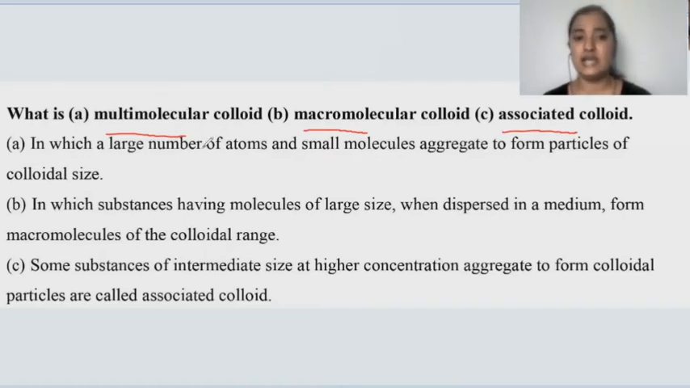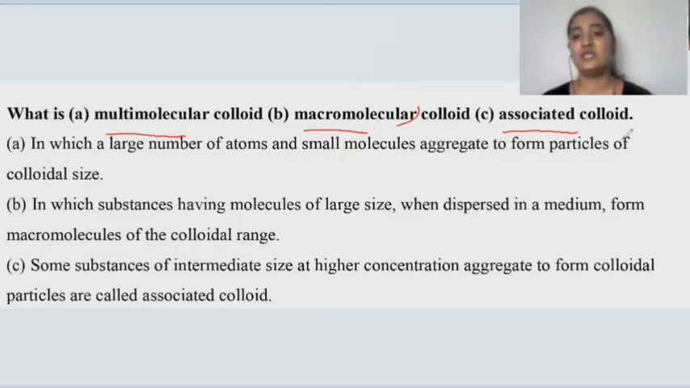These are the colloids which are formed by the aggregation of the molecules which are having smallest size. Particles of small size aggregate. Large number of small particles will be aggregating together to form a colloid. Such a colloid is regarded as multimolecular colloid. Then what is macromolecular colloids? Macromolecular colloids are the colloids which are formed by the aggregation of large number of molecules which are having larger size. Particles with larger size, a large number of them aggregate and form a colloid. Such type of colloids are regarded as macromolecular colloids.